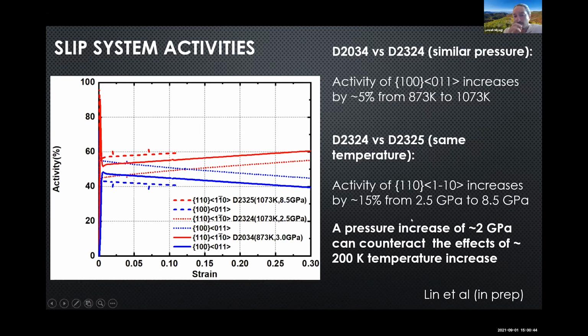So another way to put it, this is obviously oversimplifying things, is that a pressure increase of 2 GPa has about an equal and opposite effect of about a 200 K temperature increase.